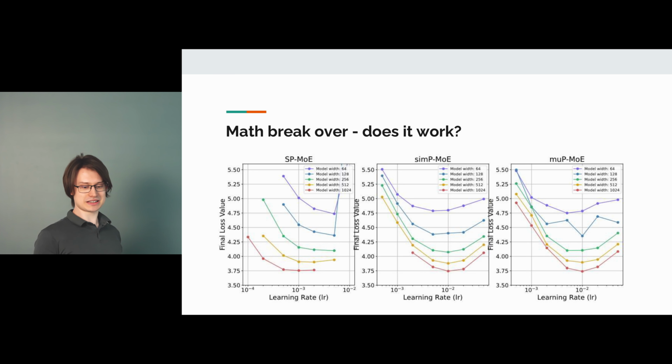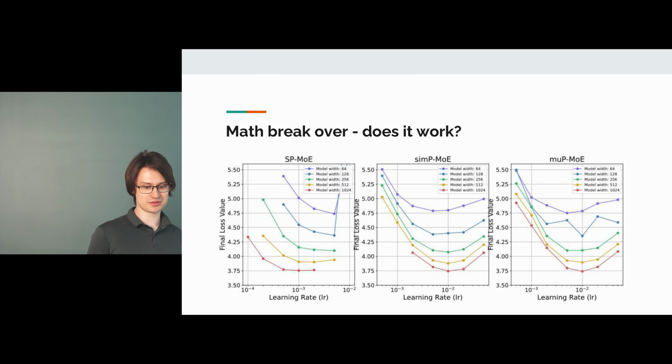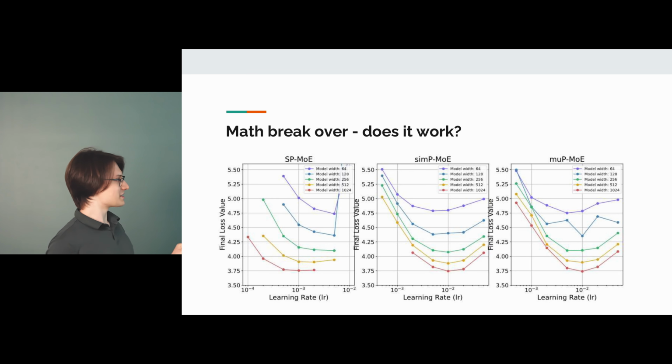So does it work? And as we can see on these graphs, it does. So the middle and the right one are, the middle is partially implemented, so we didn't really do anything to the router in the middle one, and the right one also has the router correctly scaled. Turns out the scaling of the router isn't as important, but still everything works, and especially works better than not implementing muTransfer in any way.